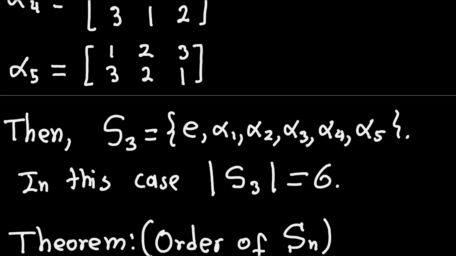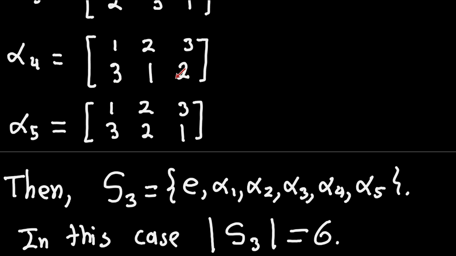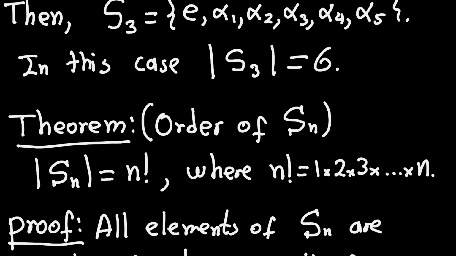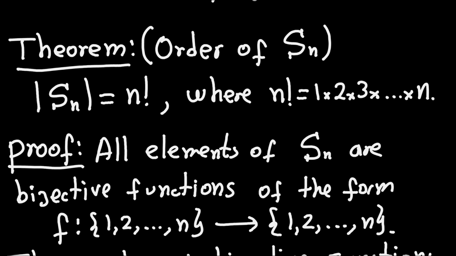Now, the way we ended up looking at all the elements is going to give us a way to count all the elements in the group. And that's the purpose of the next theorem. So let's look at this theorem here. This is the order of Sn. So we're going to find how many elements this group is going to have. Now, remember that this bar here means number of elements. So the number of elements in Sn is n factorial, where that n factorial, remember, is the multiplication of all the numbers from 1 through n, like this. So it's 1 times 2 times 3 and so on.